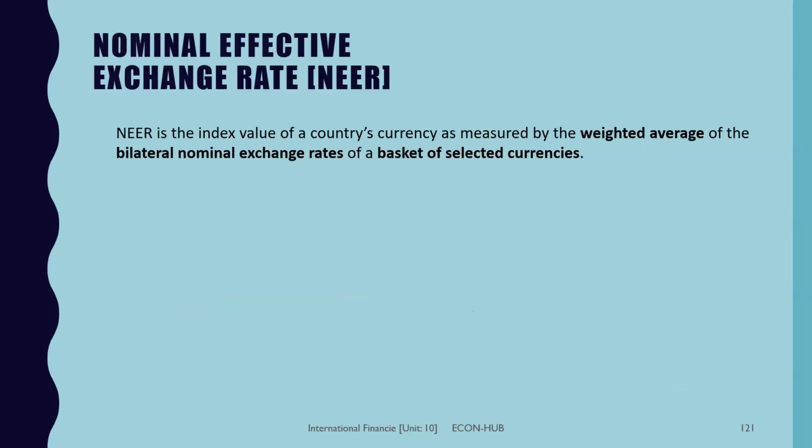Now look at this. NEER is an index. We don't get a rupee value or a dollar value as the answer. An index number is what we get. We can compare that index number of this year with the previous year and get an idea of what has happened overall. But this time, it's not an equal weightage. It's a weighted average. So that is technically correct.